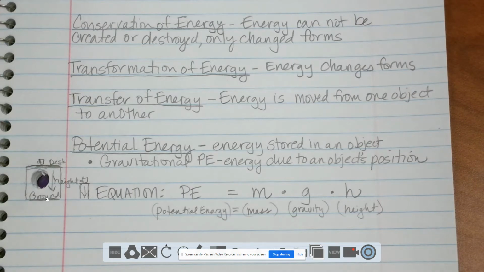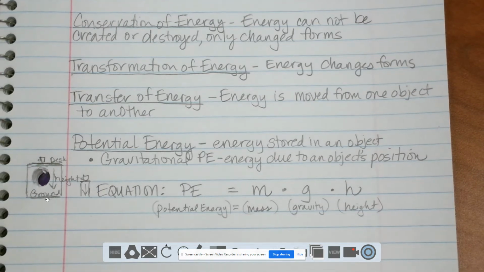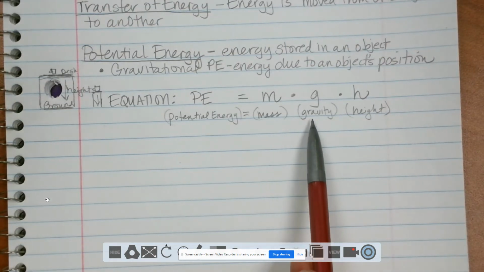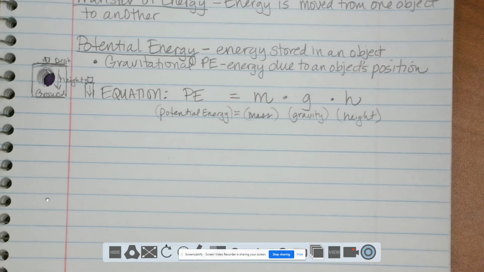So it's the distance from the ground to the top of wherever the object is. So your height is basically a distance. Gravity, remember we've used it a lot, it's an acceleration pulling you downward. And mass is going to be the mass of the object.